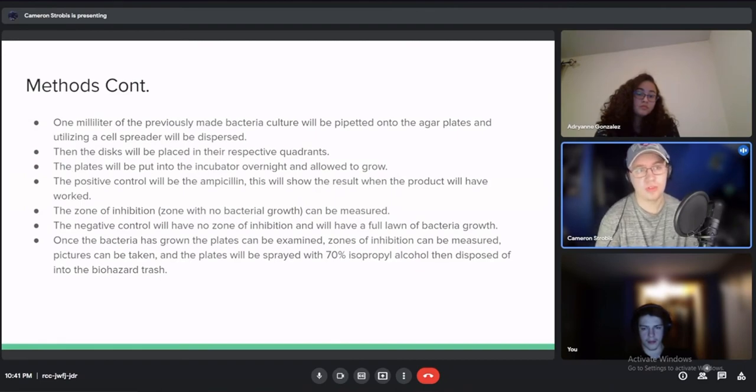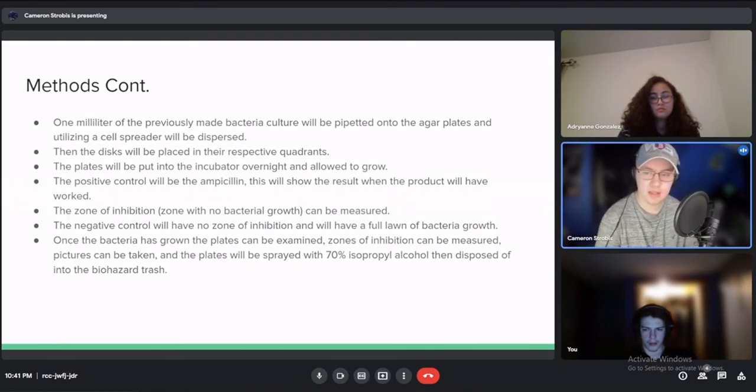The positive control of this experiment is the ampicillin, which will show the result when the product will have worked. The zone of inhibition, which is the zone with no bacterial growth, can then be measured, and the negative control will have no zone of inhibition and will have a full lawn of bacteria. Once the bacteria has grown, the plates can be examined, the zones of inhibition can be measured, pictures can be taken, and the plates will be sprayed with 70% isopropyl alcohol, then disposed of into the biohazard trash.